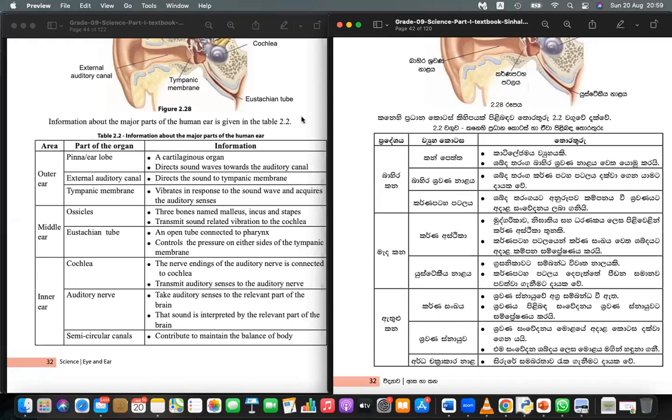So these three you need to remember because that will be asked in the examination. So remember malleus, incus, and stapes. Basically this helps to transmit sound vibration to the cochlea. So how? The tympanic membrane will be using the vibration to generate the signal, and it will be transferred by these three bones to the cochlea part.